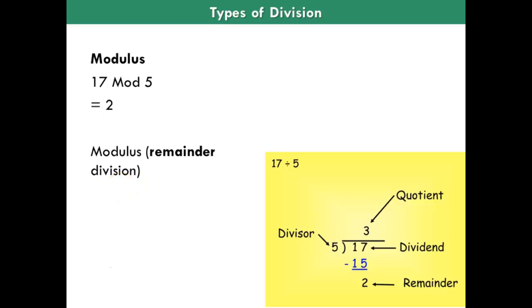For that one, we have modulus. We call it modulus. It is a type of division. 17 mod 5 gives you the remainder. It tells you how many are left over when you find the number of groups.